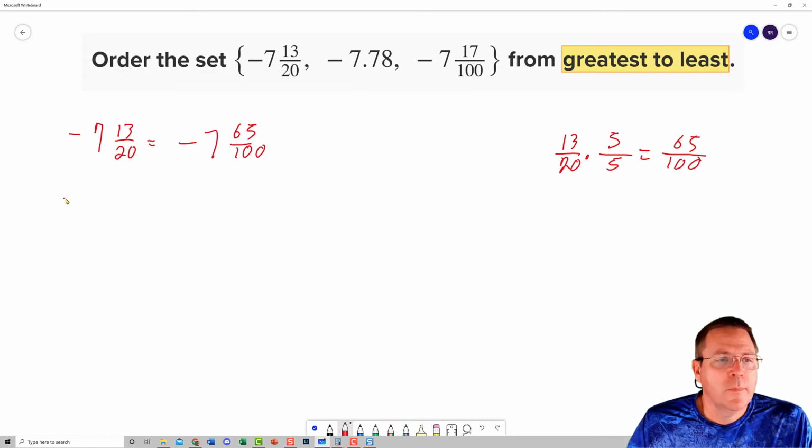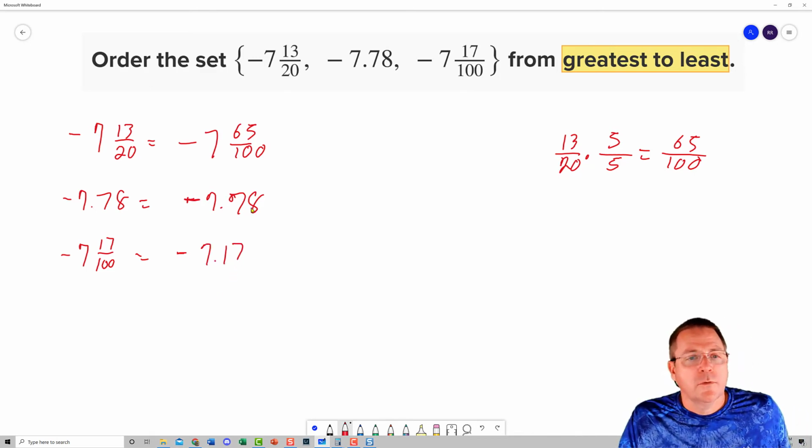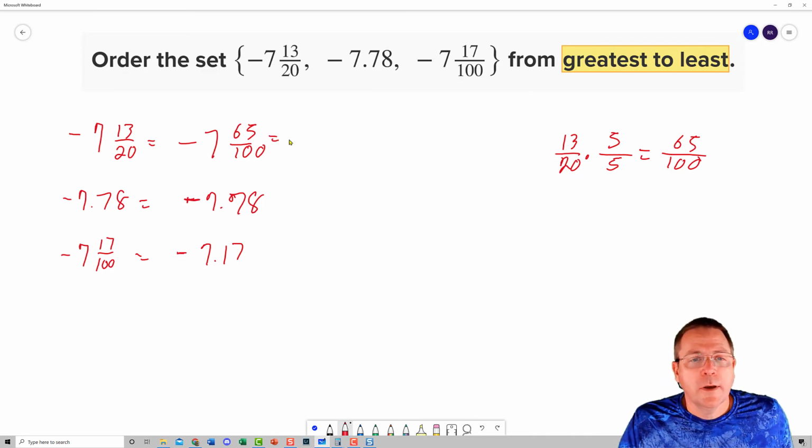The next one, that's already done for us, negative 7 and 78/100. We do not have to change that one to a decimal at all. It's already done. And the next one is dang near close to being done. It's negative 7 and 17/100. So we can just write that as a decimal. From there, it's just a matter of ordering them from least to greatest. Whoops, I did not finish that one.